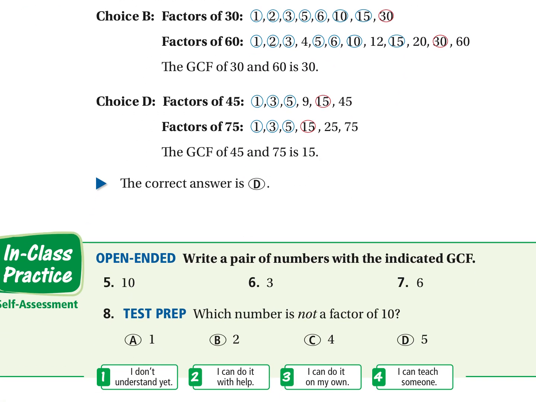But we're going to go ahead and try both of these. So we have 5, 6, 7, and then we have 8, which is very similar to what we just did. 5 through 7 says write a pair of numbers with the indicated GCF. So what two numbers might have a GCF of 10? What could I use? This is kind of open-ended, so there are multiple answers. 10 would probably need to be one of them.